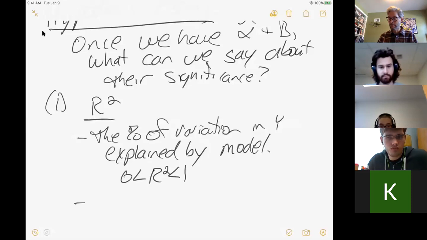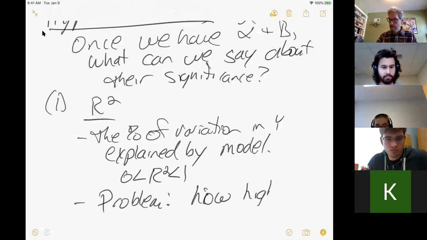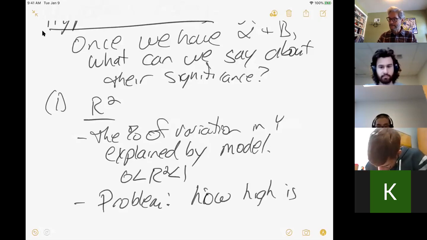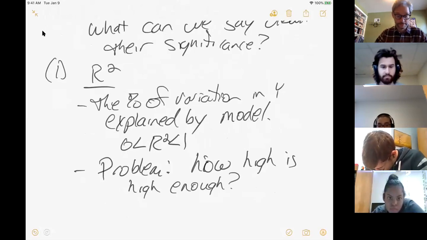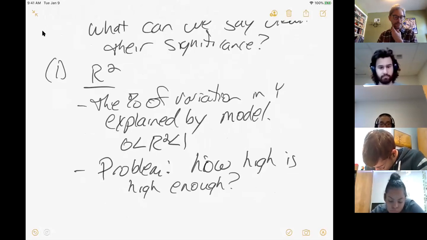Now, here's the problem with R squared. How high is high enough? And the answer is there's no answer to that. And the problem with R squared, and the reason why economists don't really like R squared, we don't use it very much, is there's no real way of saying high is high enough.